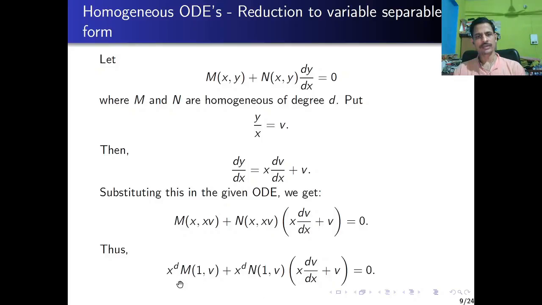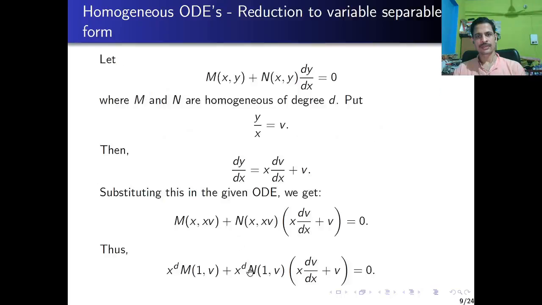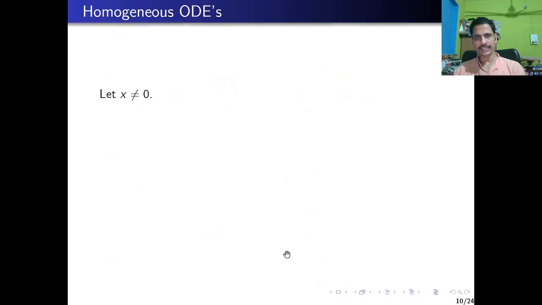Here we assume x is not equal to 0. So we cancel x^d, and then we have this particular expression. If we cancel x^d, we get this expression. This we rewrite on the next page. So x^d has been cancelled here. This is what we get.